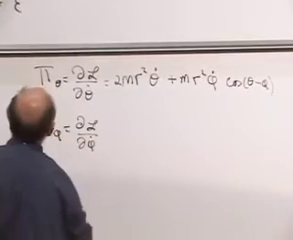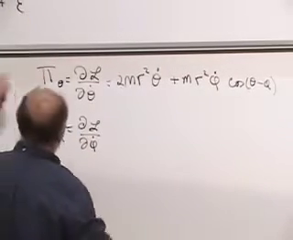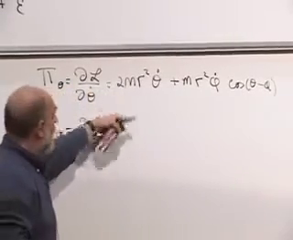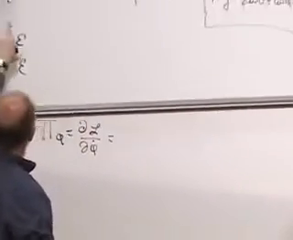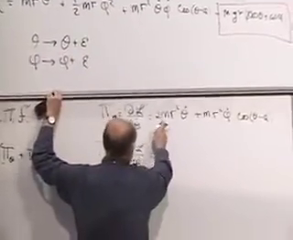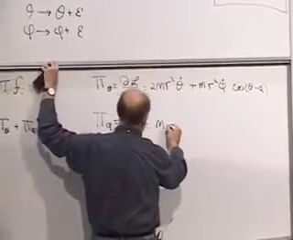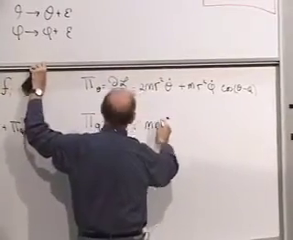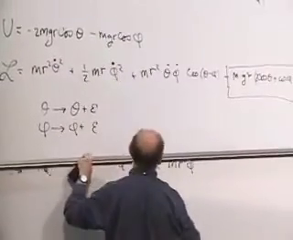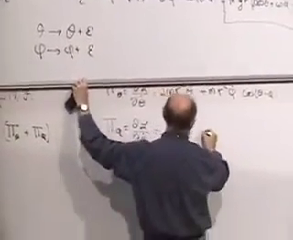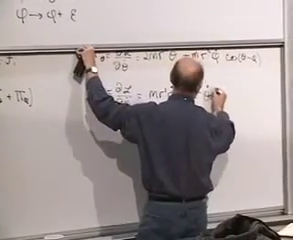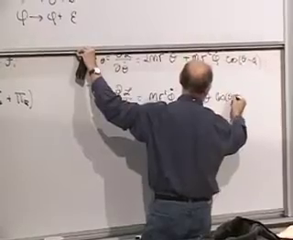All right, phi dot looks very similar, the first term, except it doesn't have the 2 in front of it. Because of the half which appears in the Lagrangian, instead of the 2 appearing in pi, we just have mr squared phi dot. This is partial of L with respect to phi dot, but then we also have a term from here, plus mr squared theta dot times cosine of theta minus phi.